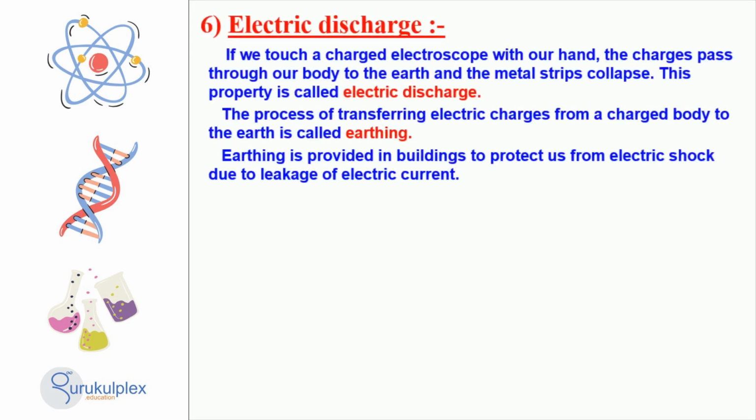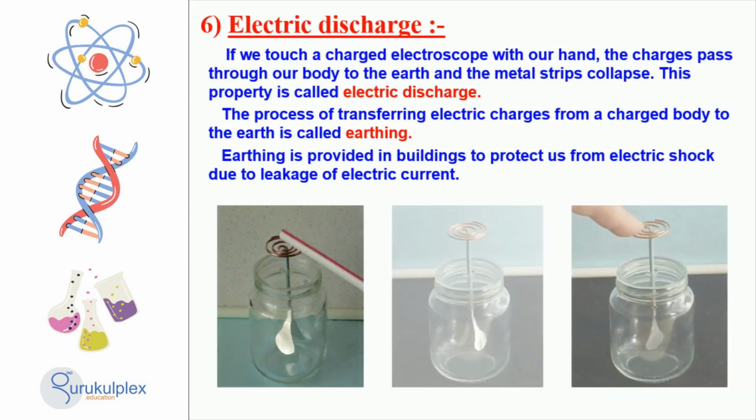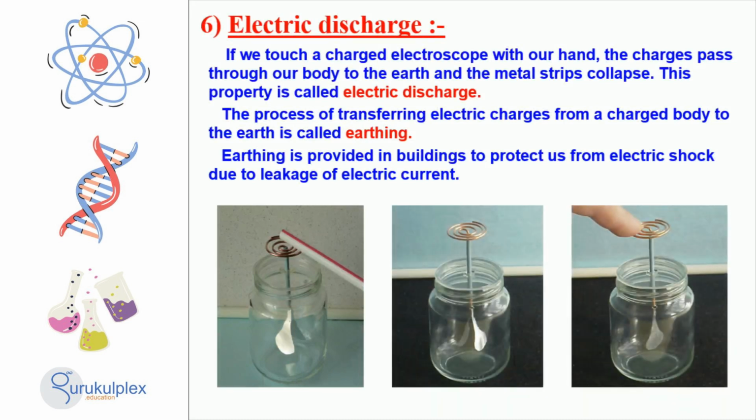Electric discharge is the transfer of electric charges from one body to another, or from a charged body to the earth. An example of this is when a charged electroscope is touched and the metal strips collapse, known as earthing. Earthing is provided in buildings as a way to protect against electric shock. Though this process of electric charge discharge is generally beneficial, it can be destructive in some cases. Therefore, it is important to ensure proper earthing in residential and commercial properties.